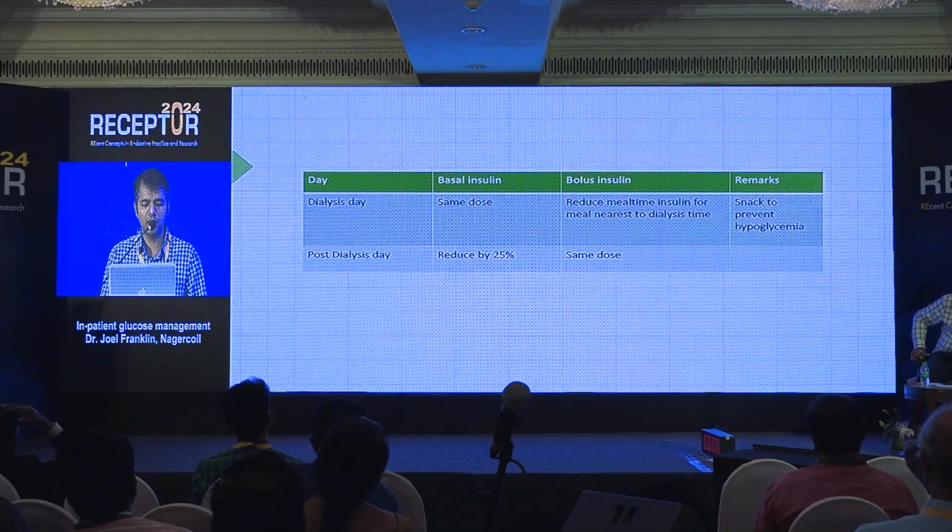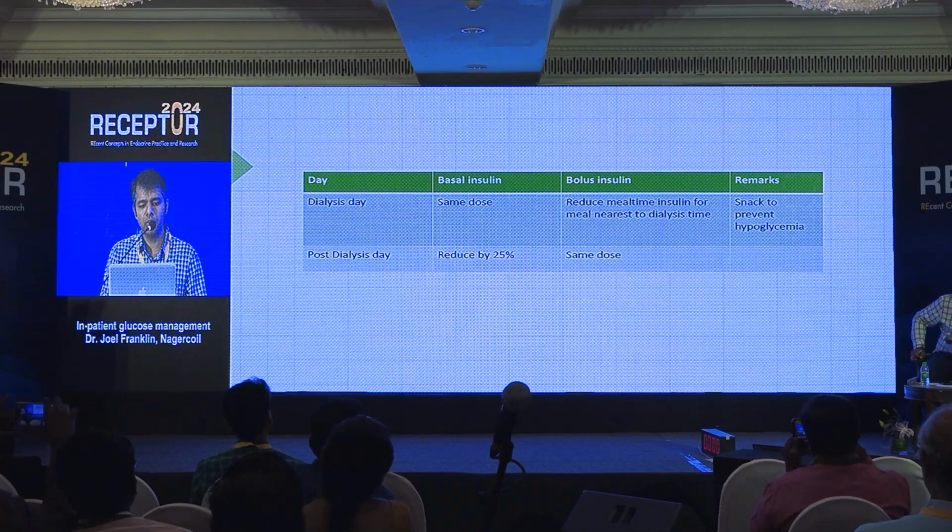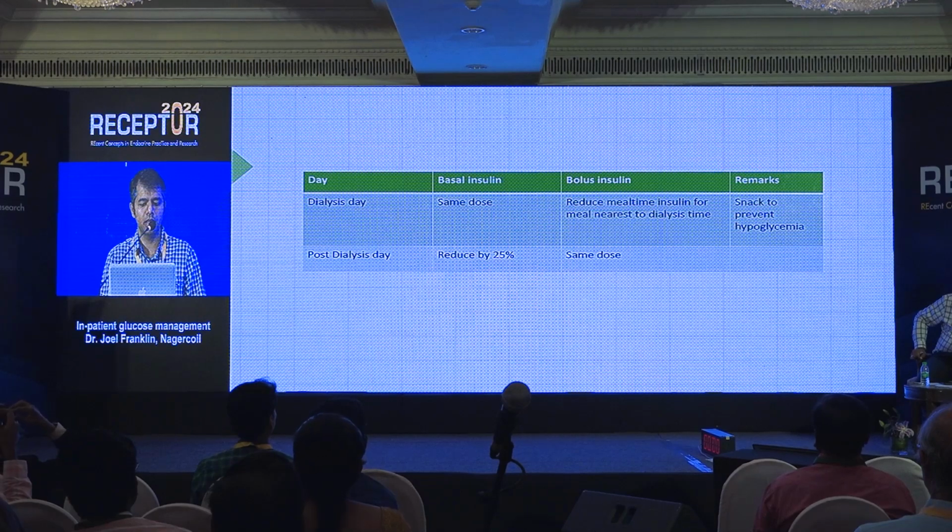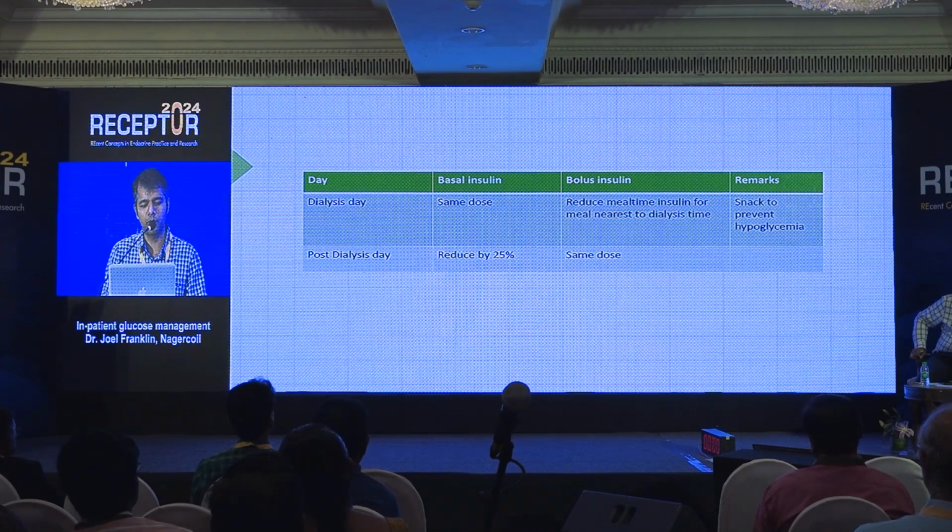So on dialysis days, the basal insulin dose is the same, and for the bolus insulin dose, you have to reduce the mealtime insulin for the meal nearest to the dialysis time. That is, if the patient is planned for dialysis post lunch, you have to reduce the lunch time bolus insulin. On the post dialysis days, you reduce the basal insulin by 25% and then continue the same bolus insulin.